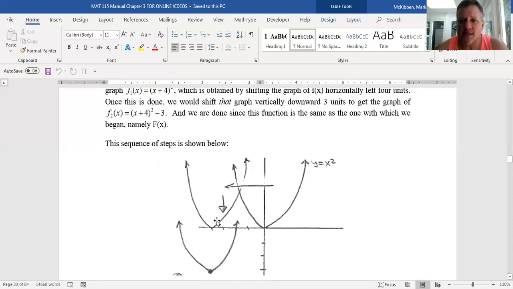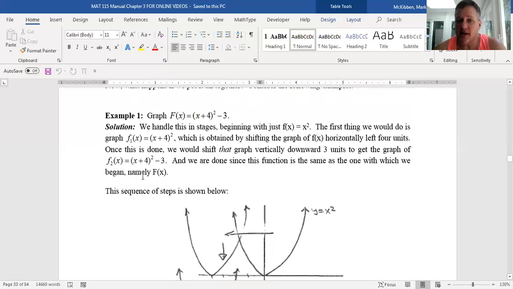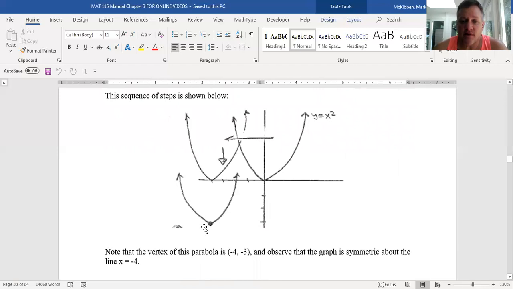All right, and so what we can see is the graph still opens up, it didn't open downward because I never multiplied out here by a negative number. It's the same width as x squared, it didn't compress or stretch because there's no number aside from 1 out here. And the vertex is this point.